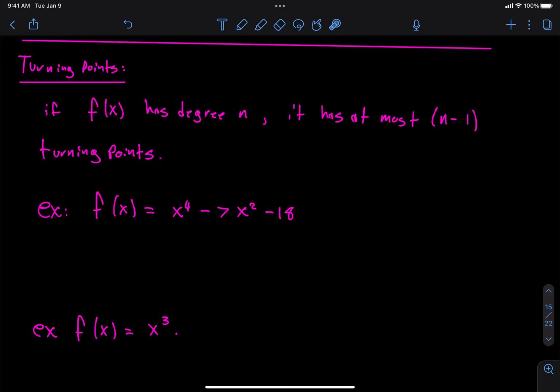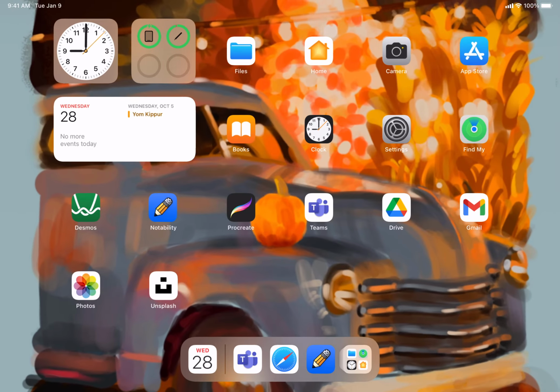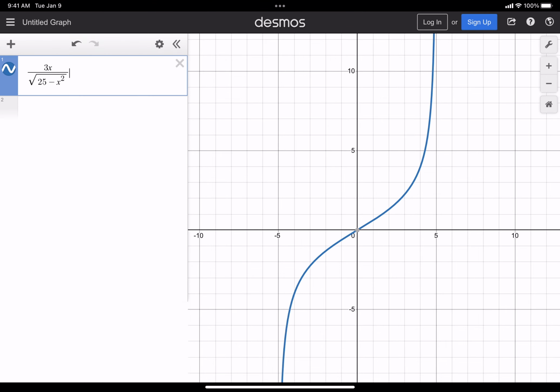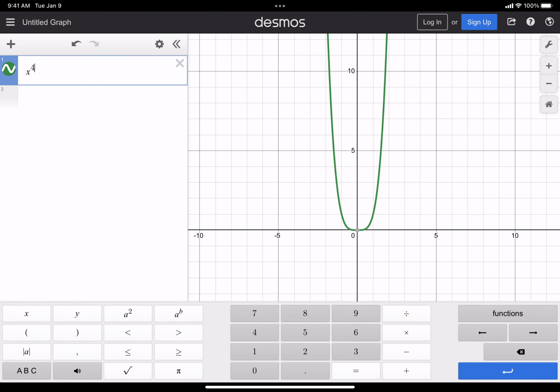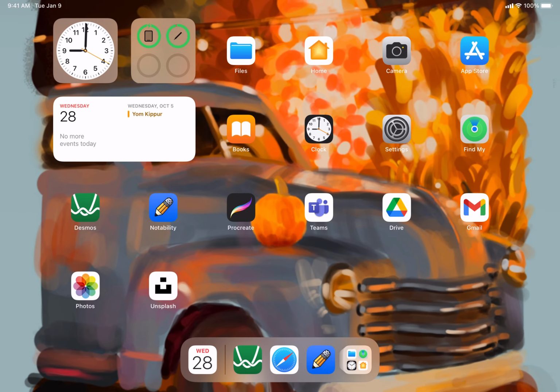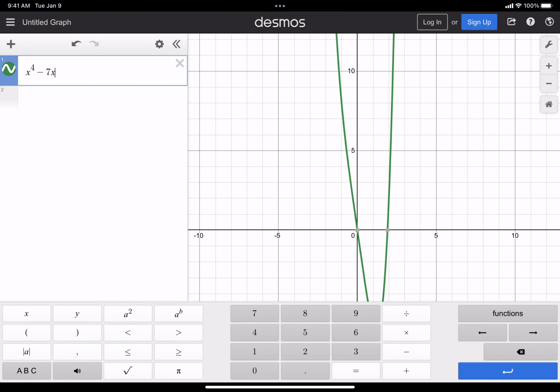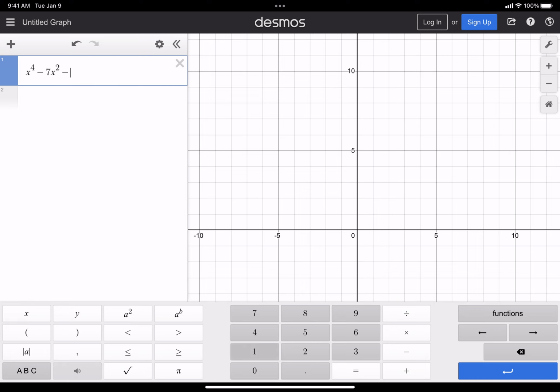So let me show you what I mean by that. So this one is what? x to the 4 minus 7x squared minus 18. Let's check what that looks like in Desmos. It was x to the 4th and then minus 7x squared minus 18. So minus 7x squared, and then minus 18, right?